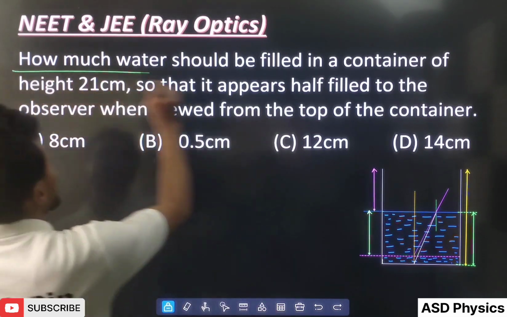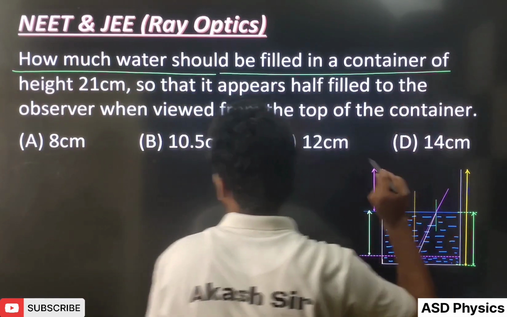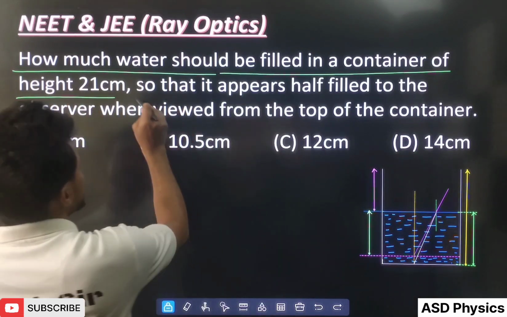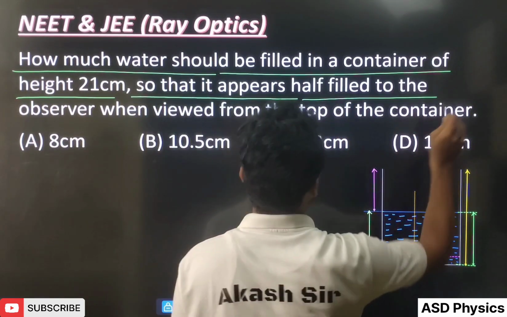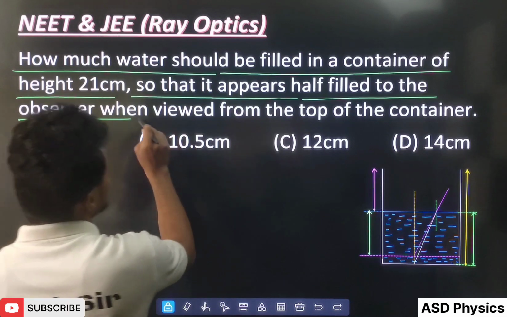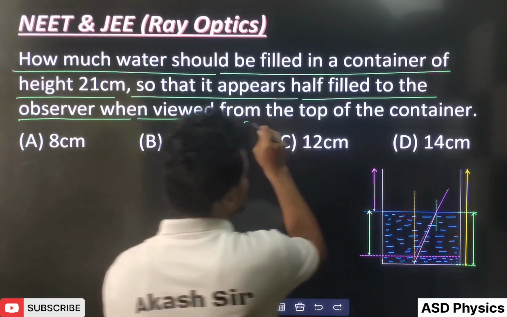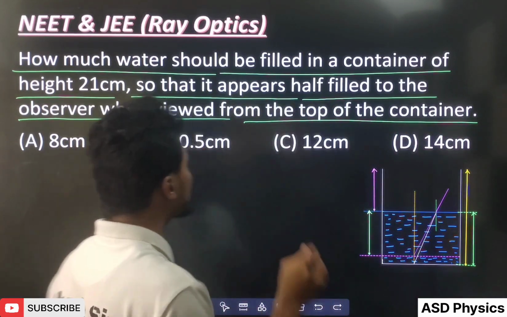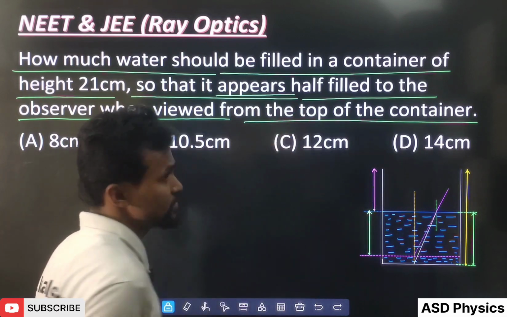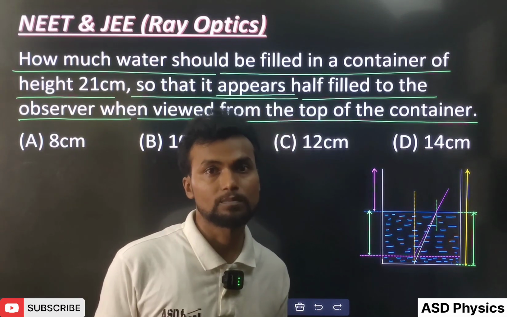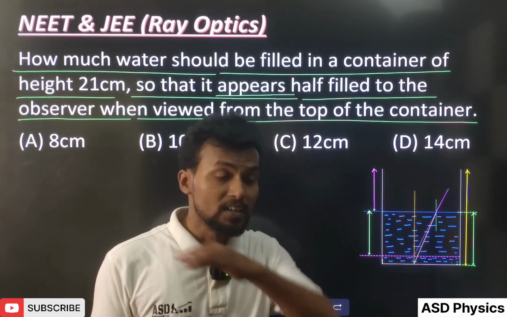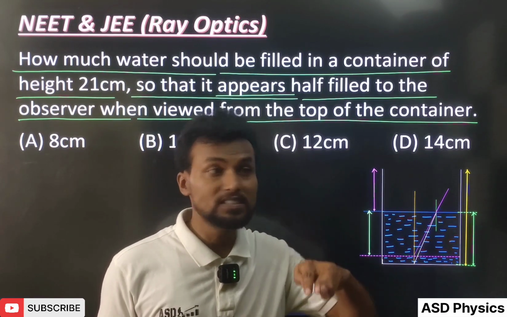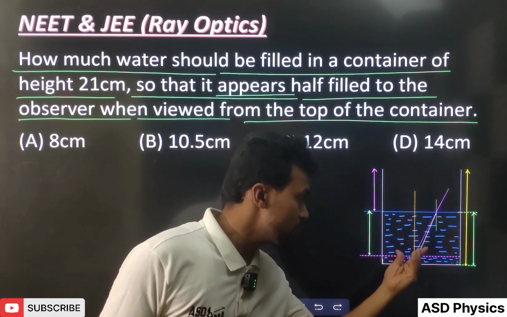The question is, how much water should be filled in a container of height 21 centimeter so that it appears half filled to the observer when viewed from the top of the container. Here the key word is "appear". That means the observer is not going to see the actual bottom. The observer is going to see just the apparent bottom, not the actual bottom.